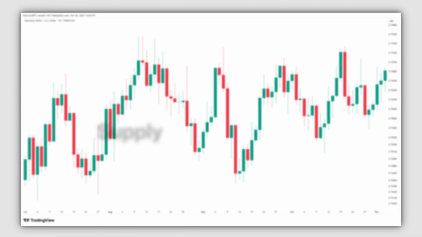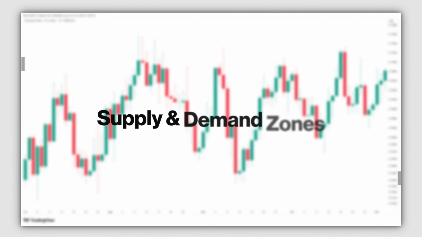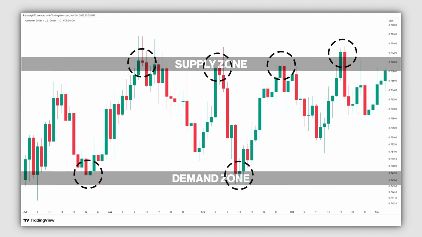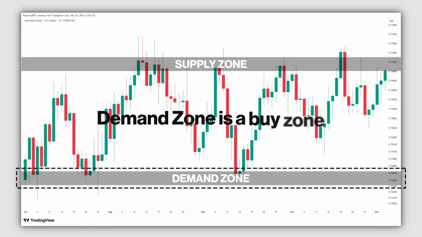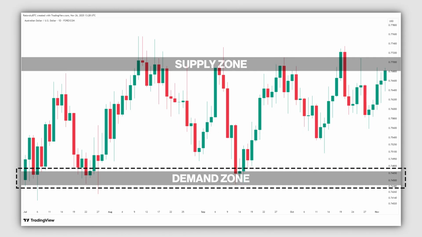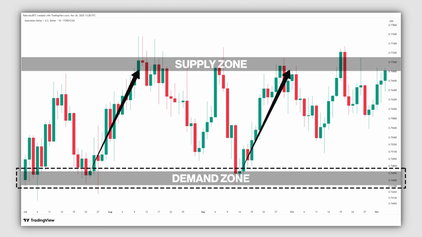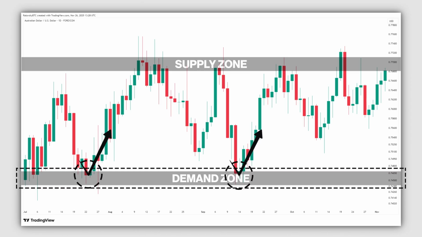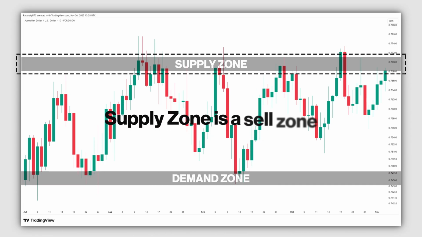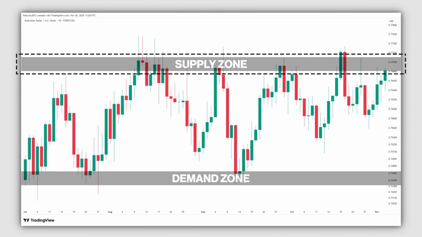Now let's talk about supply and demand zones. Supply and demand are key areas on the chart where the market made strong, fast moves. A demand zone is a buy zone, an area of buying pressure. It forms at a level where price suddenly moved upward. This means buyers were much stronger than sellers, and when price returns to this level, buyers may step in again and cause a bounce.